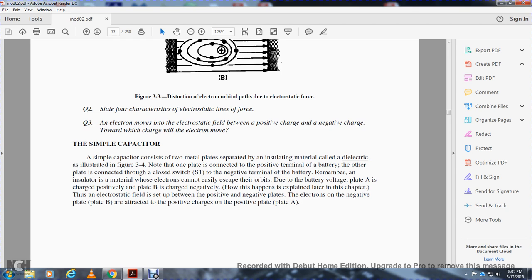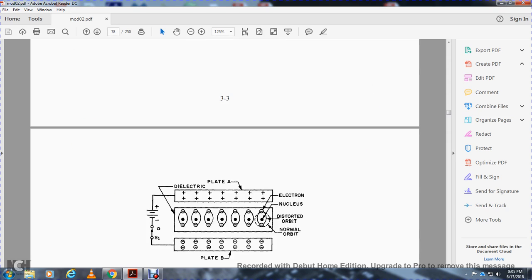How this happens is explained later in the chapter. The electrostatic field is set between the positive and the negative plates. The electrons in the negative plate B are attracted to the positive charge in positive plate A.